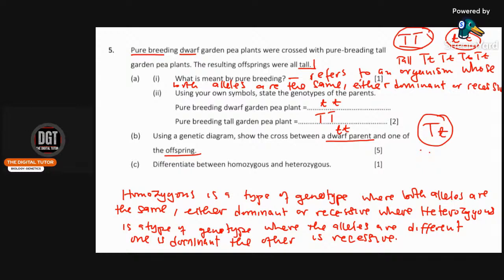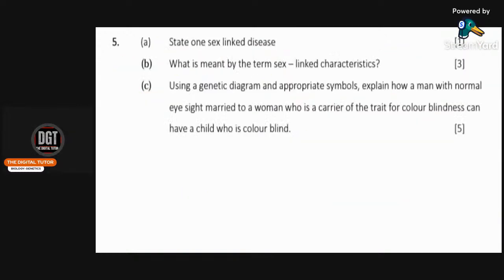Okay, so let us go to the next question. For the questions that we've answered, you're going to find that most of the things will just keep on repeating the same things, especially the crossing. So the second question we are answering is: state 1 sex-linked disease.